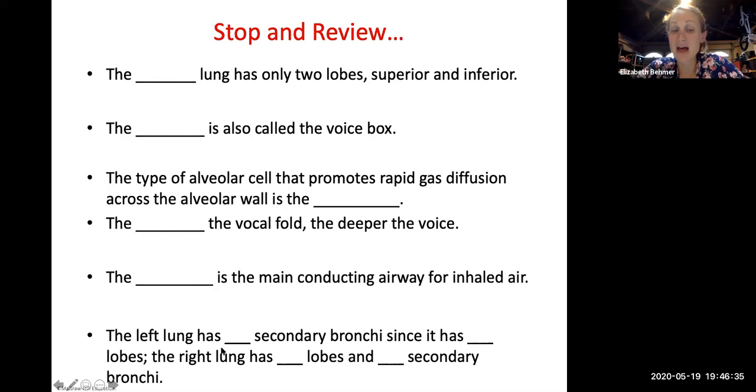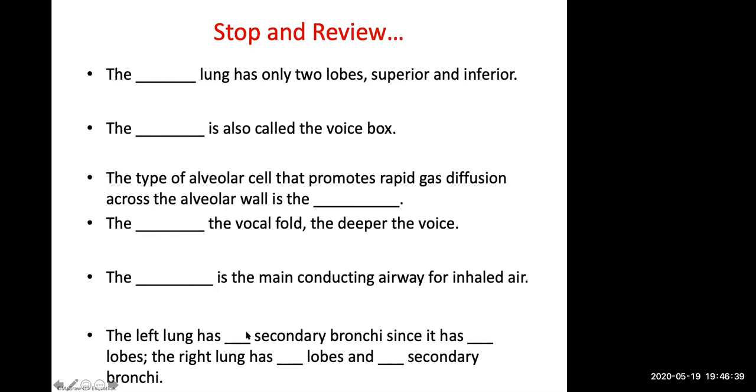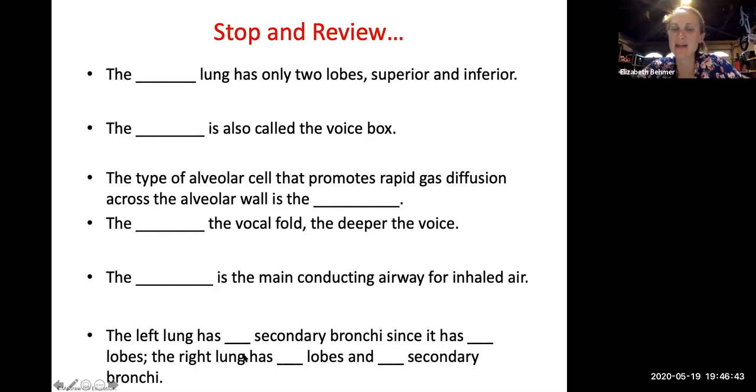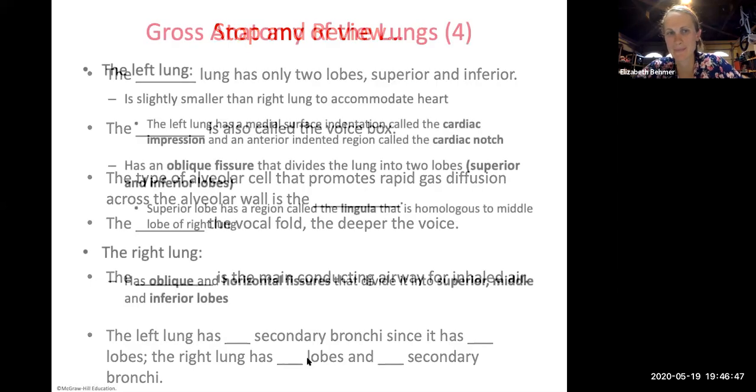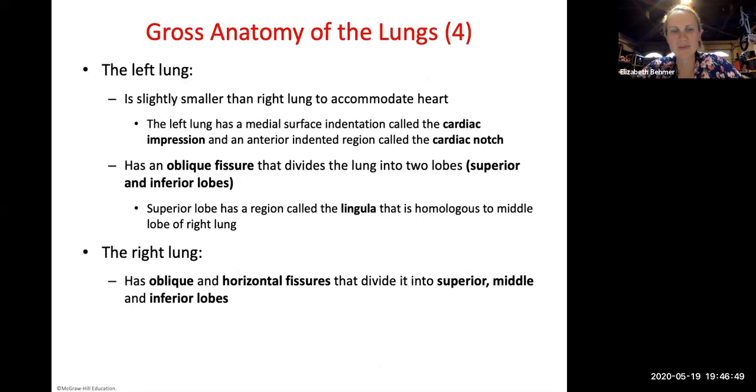And then the left lung has how many secondary bronchi? Two. So it has 2 lobes, and the right lung has 3 lobes and 3 secondary bronchi. Okay, so this goes a little bit more into the anatomy of the lungs.